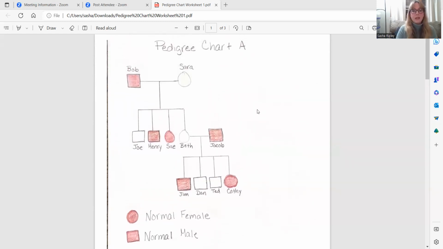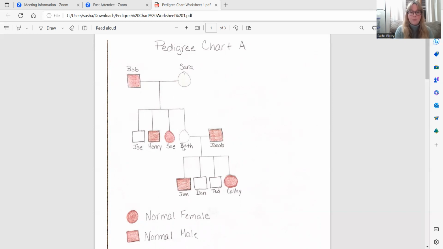Okay, so the way to read a pedigree chart is fairly simple. If the square and the circle are connected by a line, that means that all of the other squares and circles, or the offspring, connected to them are their offspring. So Bob and Sarah have had children, and here is the line connecting all the children. So these four, Joe, Henry, Sue, and Beth, are all children of Bob and Sarah.